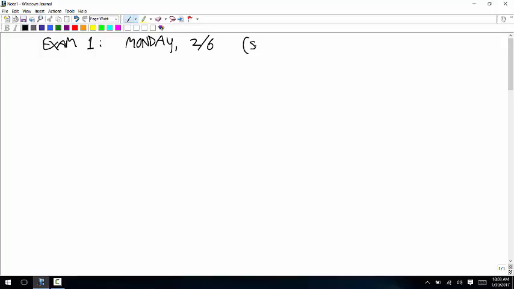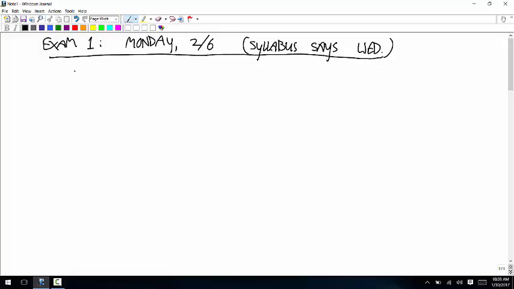Q6. The syllabus says Wednesday the 1st. And the kinds of problems are going to be like all of the problems that you've done up through particle kinematics.